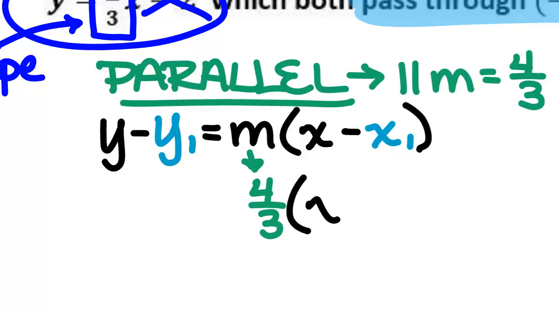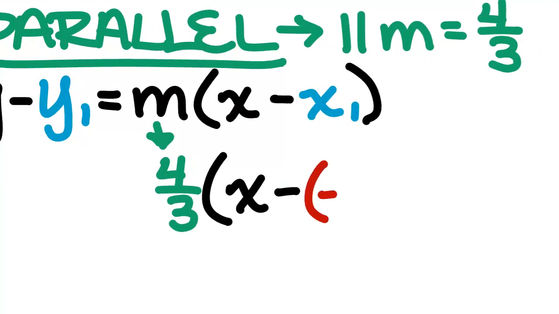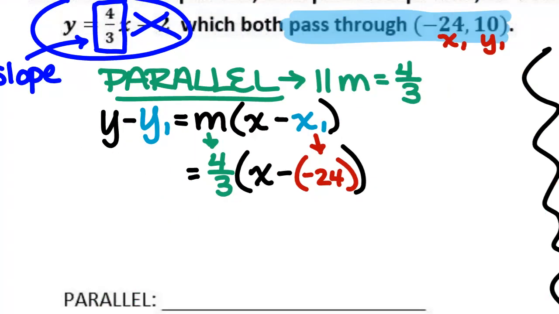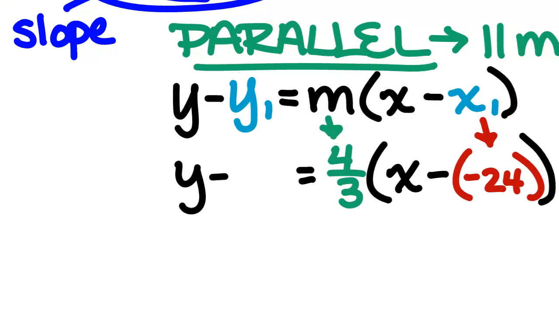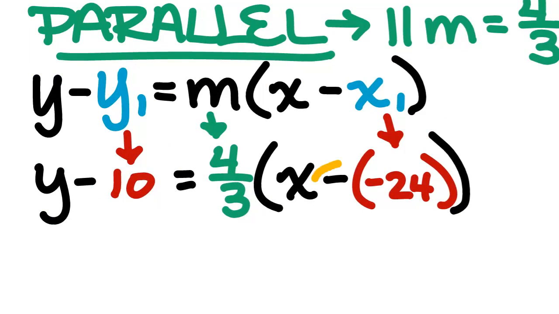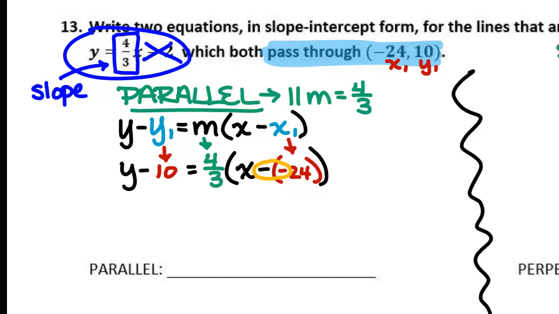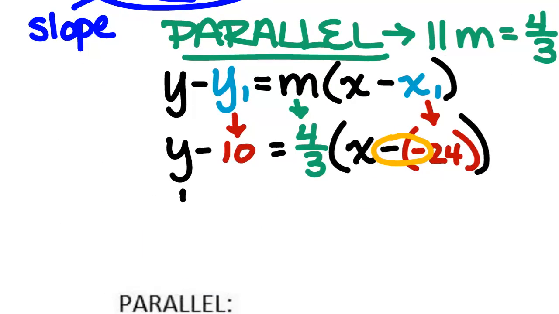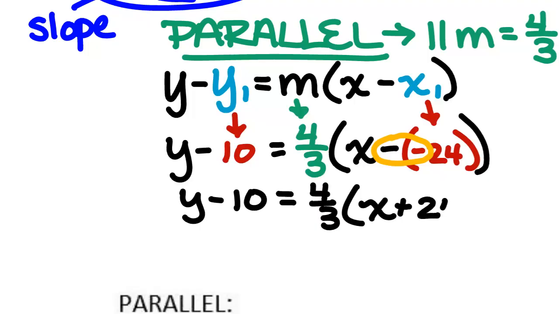And then parentheses, x minus, what's my x1? Negative 24. That's what we put in the place of x1 here. On the other side of the equal sign, I have y minus y1. What is y1? 10. So we put 10 in the place of the y1. We are subtracting a negative here inside these parentheses, so that's going to turn to a plus. So I have y minus 10 equals 4/3 times (x plus 24).